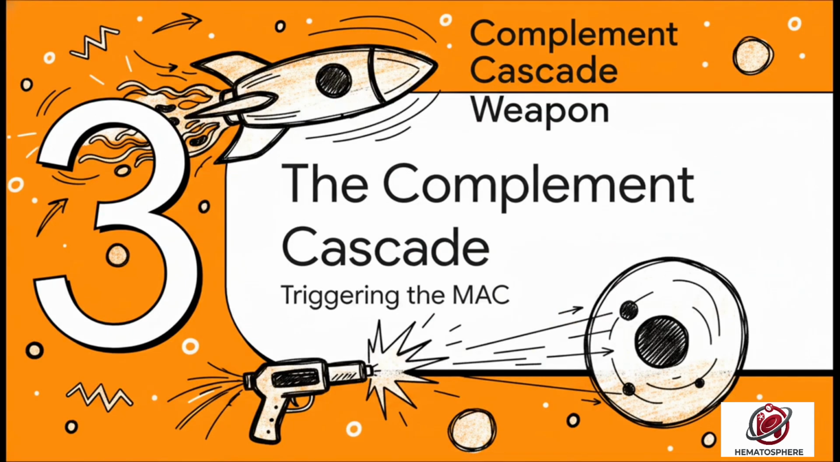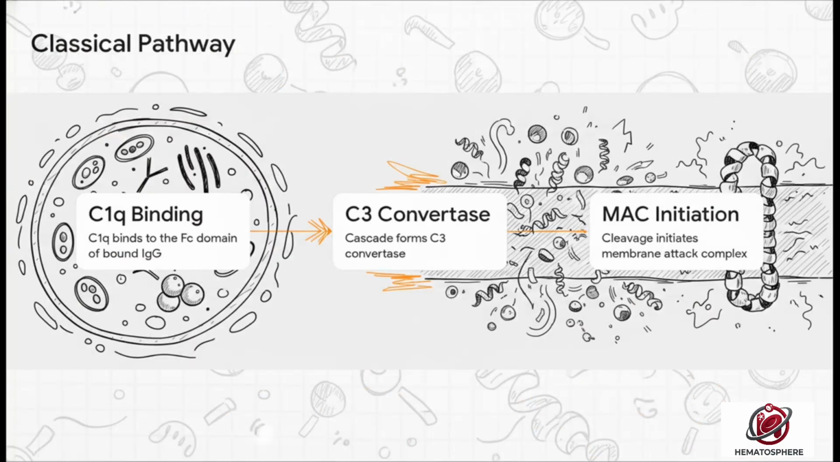Section 3. The complement cascade weapon, triggering the membrane attack complex. Okay, let's look at what actually happens when that biochemical distress flare gets fired. Once an IgG antibody coats a target cell, a physical targeting process we call opsonization, a rapid cascading chain reaction begins. It's exactly like a biochemical domino effect.